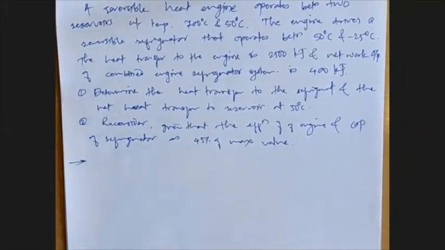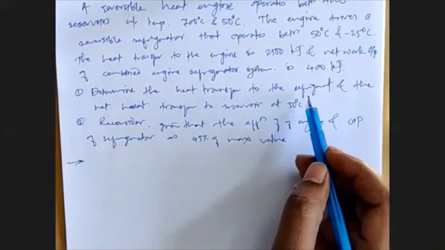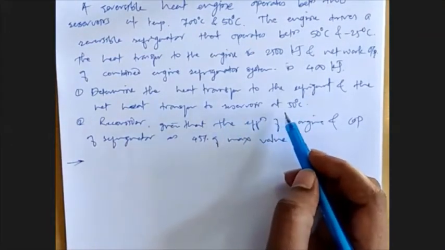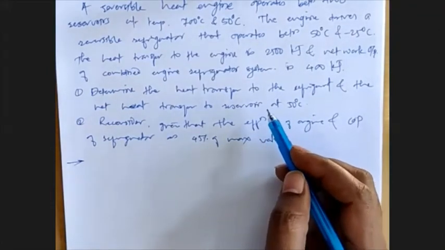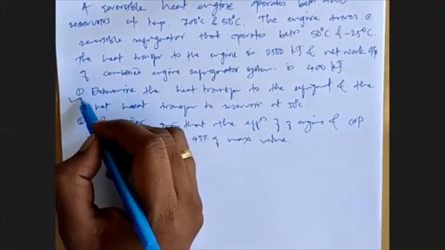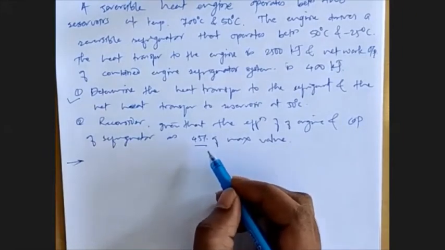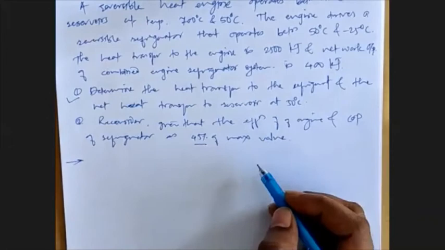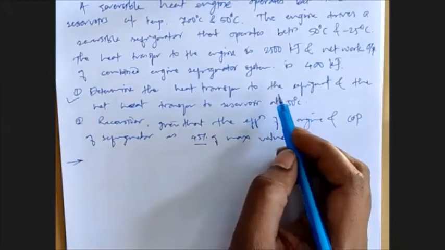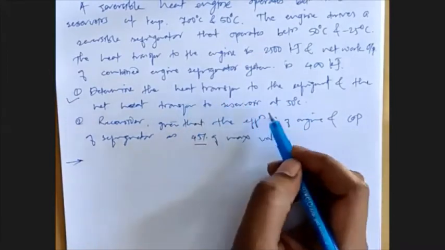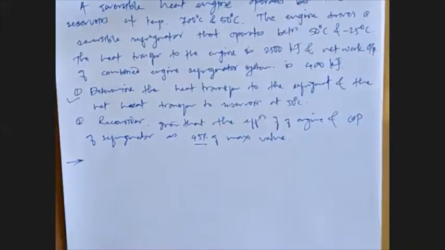Okay, that's it. So in the first case, we need to determine the heat transfer to the refrigerant and total heat transfer to the reservoir at 50 degrees Celsius. And in the second case, we need to take 45% of the efficiency and COP that we get while solving case 1, and solve for the same quantities: total heat transfer to the reservoir at 50 as well as heat transfer to the refrigerant.